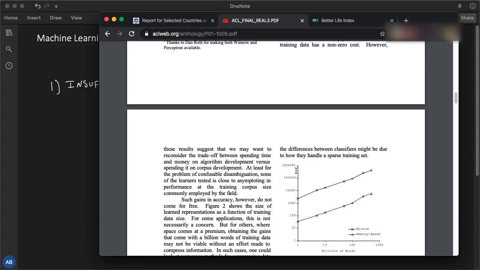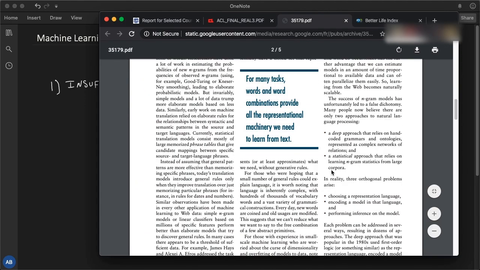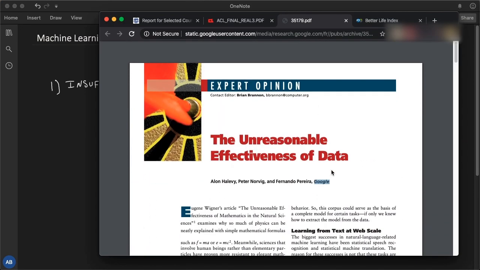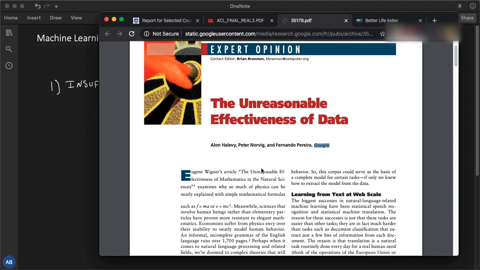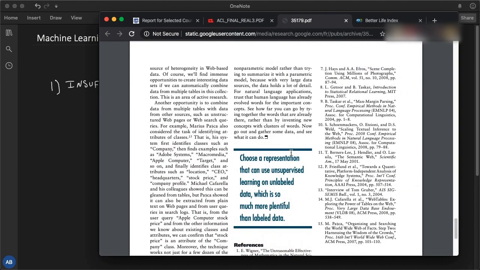Now, there's another paper by Google. This paper is very interesting. I urge you to skim through it at the least. And if you have the time, just read it carefully. This paper is very popular and it was published in 2009 by Alon Halevy, Peter Norvig, and Fernando Pereira. It's entitled The Unreasonable Effectiveness of Data. In this paper, they show how data matters more than algorithms for certain complex problems. Here's a nice phrase that really got to me: the same meaning can be expressed in many different ways, and the same expression can express many different meanings. So the paper is all about information and data sets.